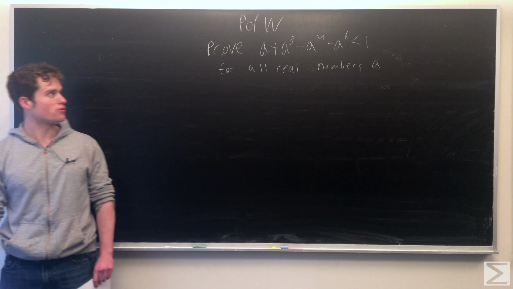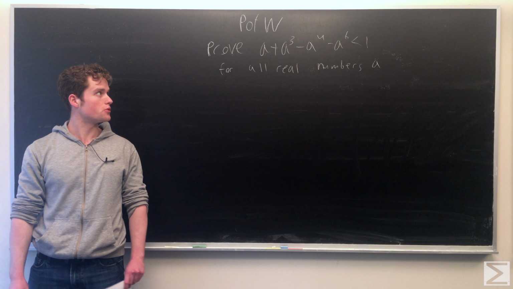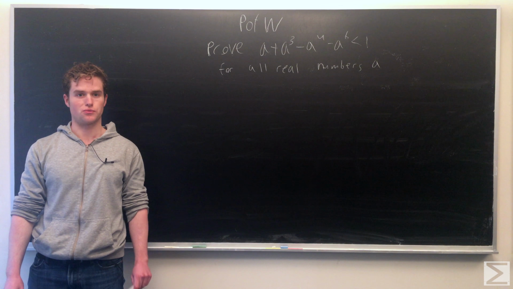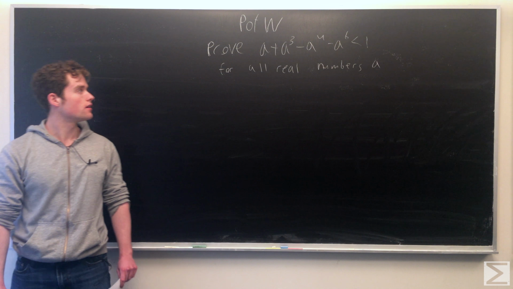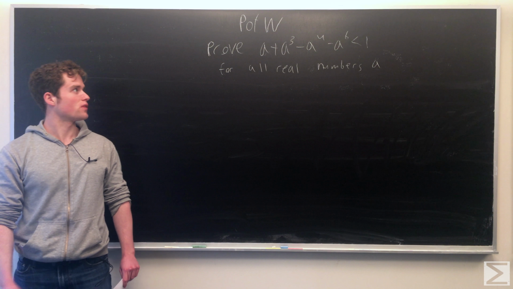For this week's problem, we want to prove that the polynomial on the left, a plus a cubed minus a to the fourth minus a to the sixth, is less than 1 for all real a. So the first thing we're going to do is factor the thing on the left.